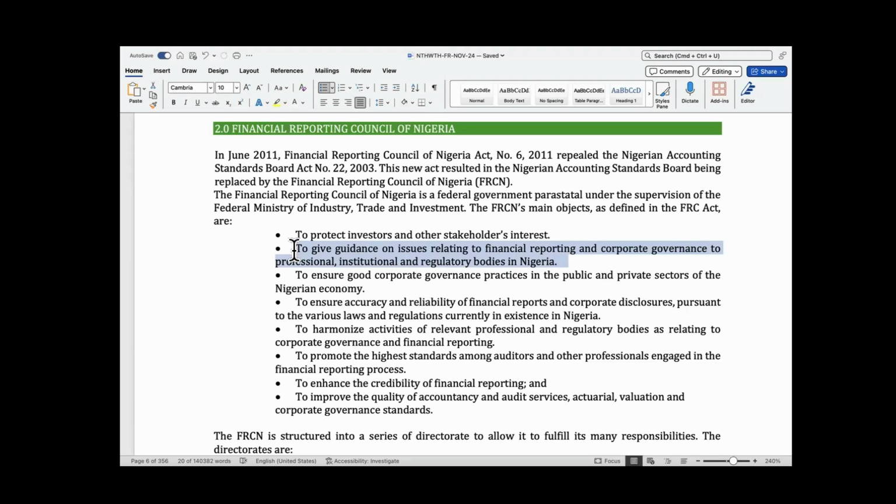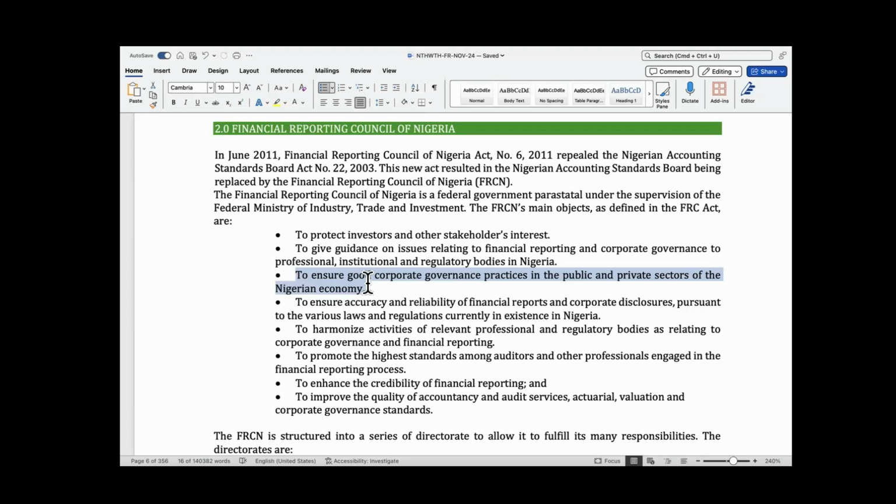However you want to put it, however you remember it in the exam, communicate the fact that this point is saying they give guidance, they educate, they direct, they teach professionals on issues relating to financial reporting and corporate governance. Now, when they have guided you, you are expected to then follow it. Then that becomes their third objective, which is to ensure good corporate governance practices in the public and private sector of the Nigerian economy. They have guided you.